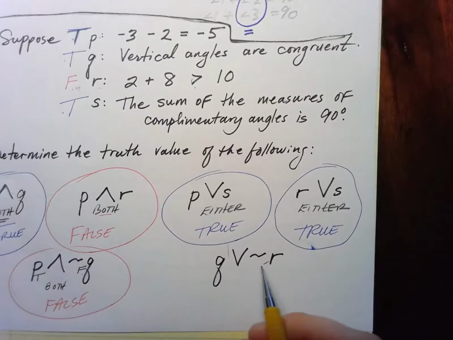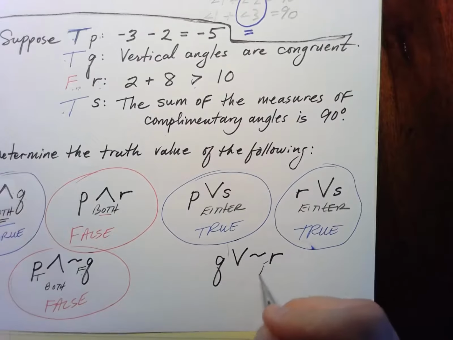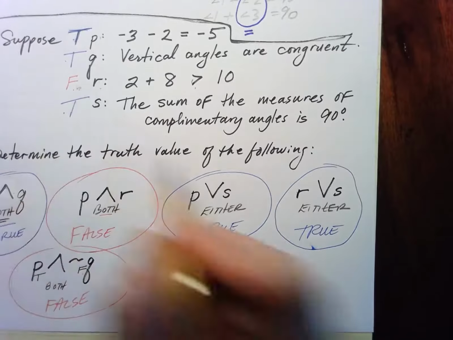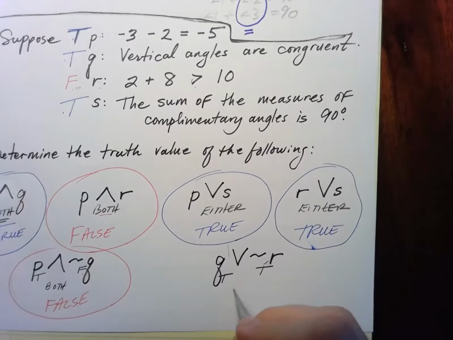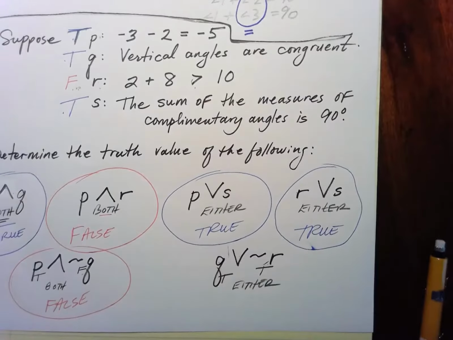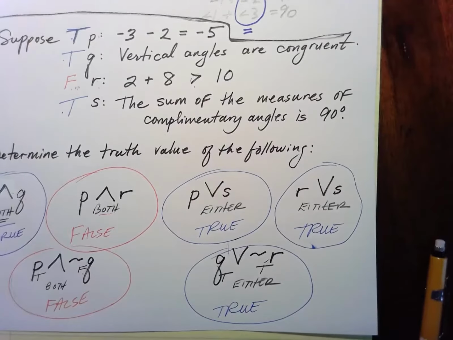Q and not R. Well, not R would be true because R was false, so not R has to be true. Q is already true, so true or true. This is an either, but in this case they are both true, so this is going to be true because either one of them was true.